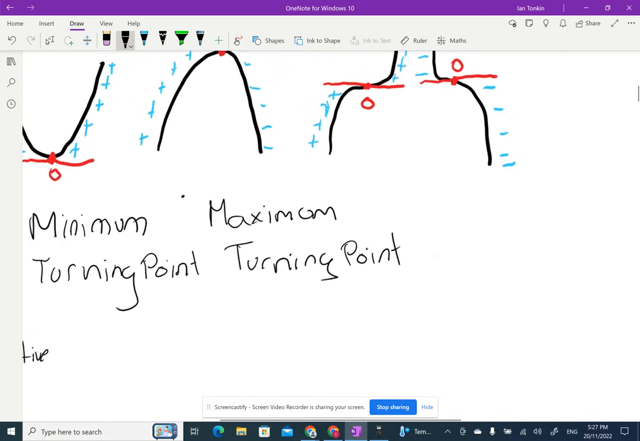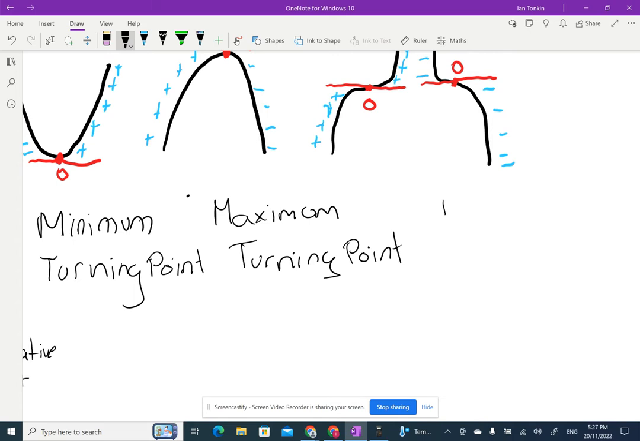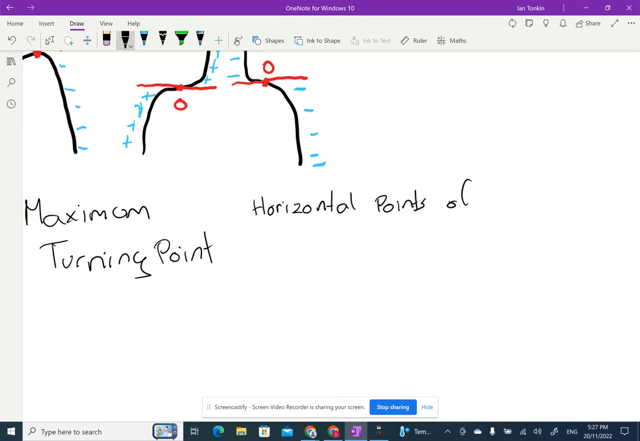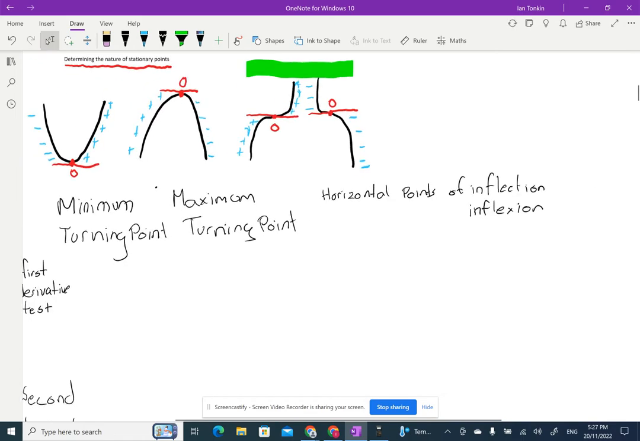And these two here, they're horizontal points of inflection. Now, if you go looking back in previous HSCs, they will spell inflection like this. I don't know why we spelt it like that, but now we spell it with the ECT. It doesn't matter, just be aware if you see them.